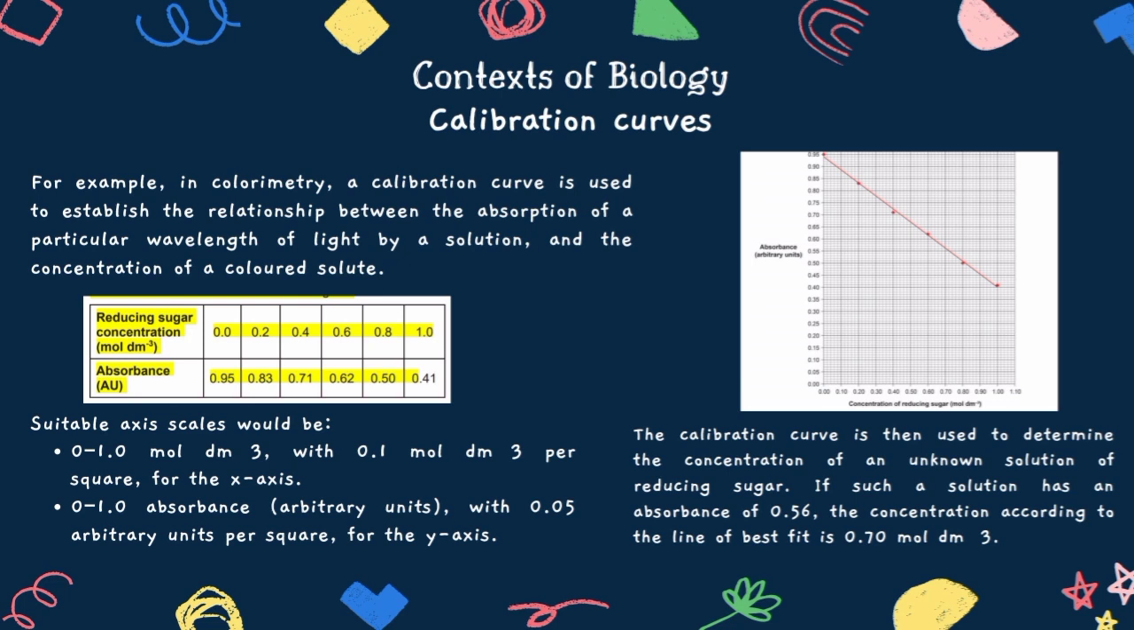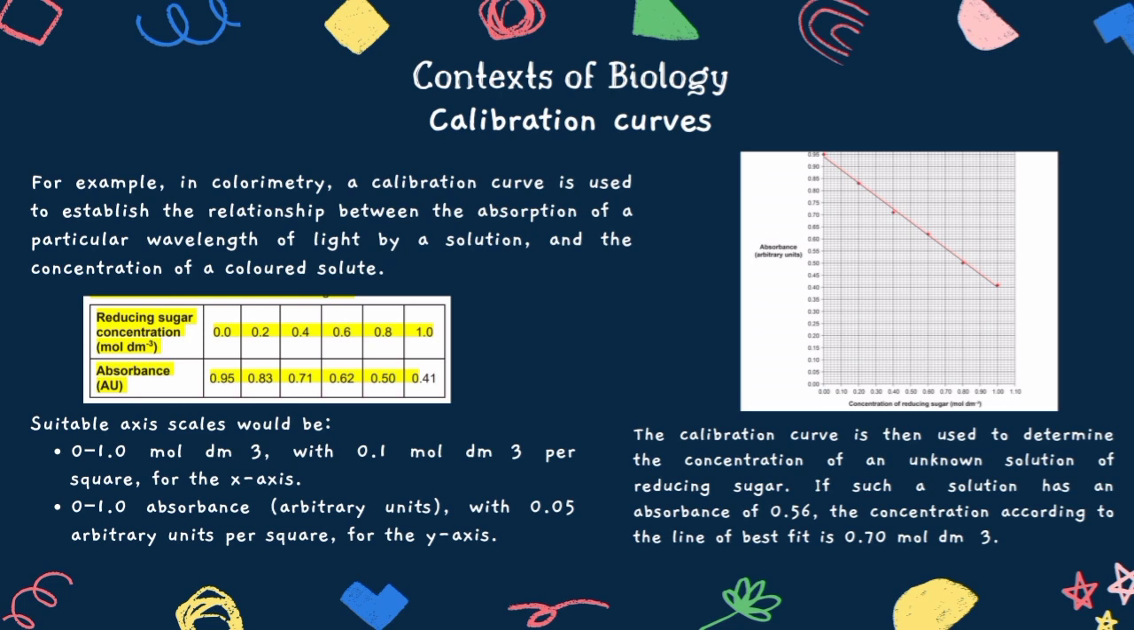And for the y-axis, we have 0 until 1.0 absorbance in arbitrary units, with 0.05 arbitrary units per square. In the graph, the calibration curve is then used to determine the concentration of an unknown solution of reducing sugar.